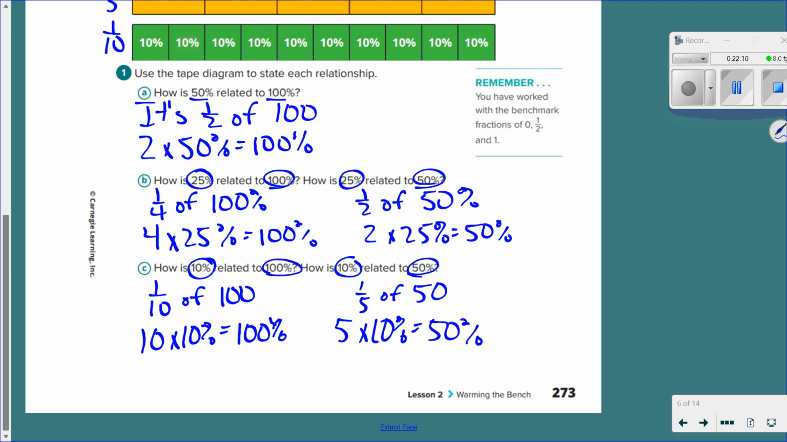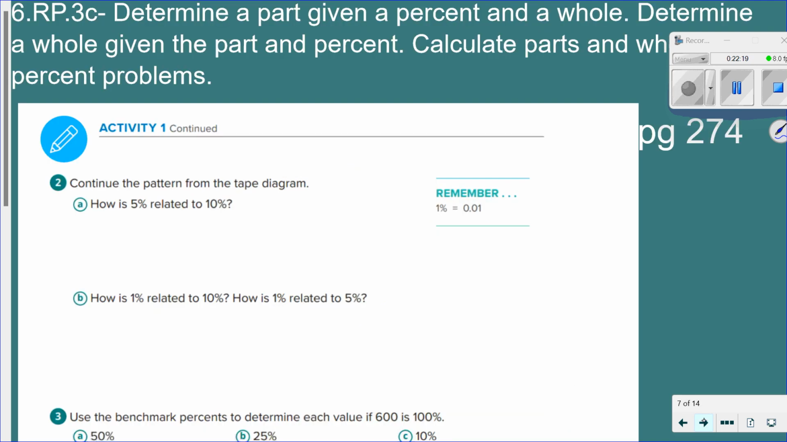Am I good with all these relationships? Seeing how we're putting them together, does it make sense? Because if it makes sense, then the math becomes easier, which is really what benchmarking percent is about. One thing we do need you to remember, that 1% is the same thing as 100th, right? So if I do 1%, all I'm doing is moving my decimal twice to the left. Why? Because it's just like dividing by 100. So now, this one wasn't on the tape diagram, but let's see if you can still continue the pattern. How would 5% relate to 10% then? Brantley?